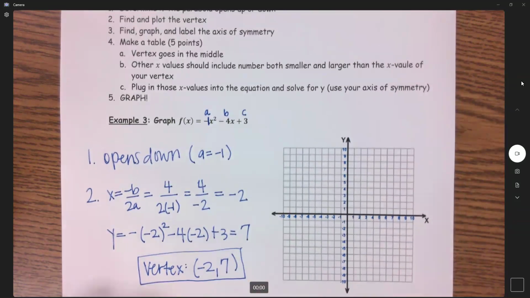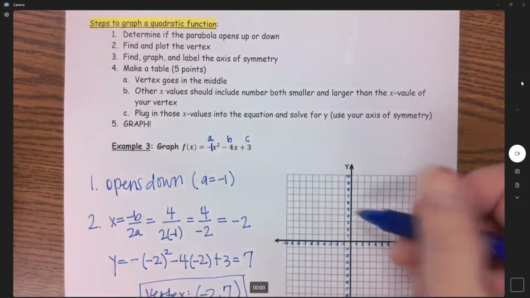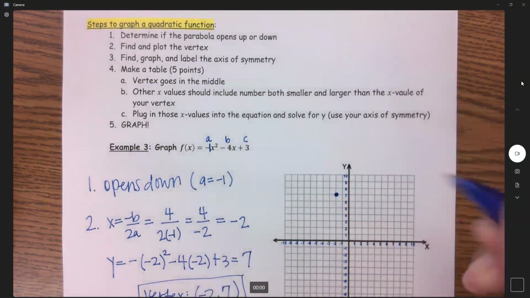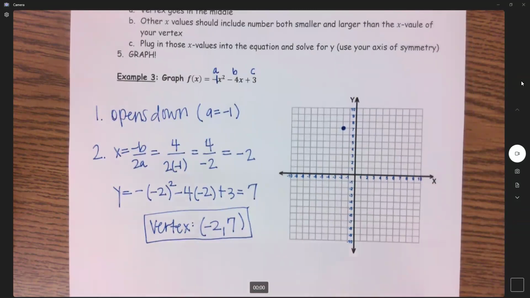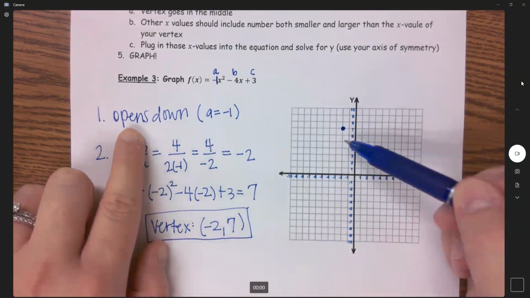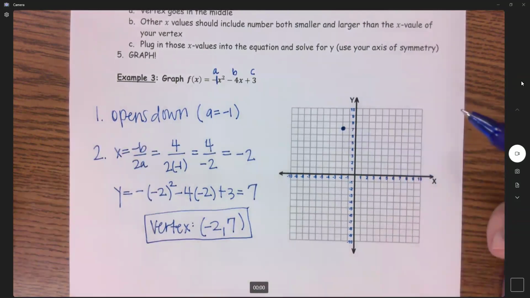So I'm going to go ahead and plot that. It says to find and plot the vertex. So -2, 7 right there. Now, that's a very high vertex because we've already established that it's concave down. I know that's my highest point, so that should kind of make sense.